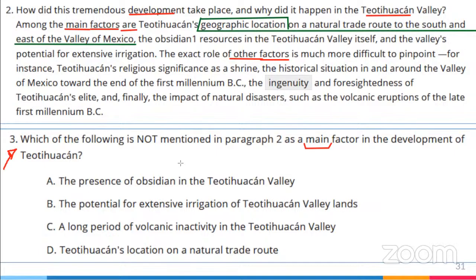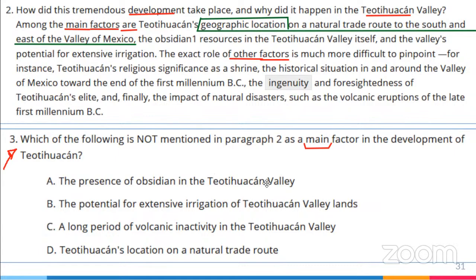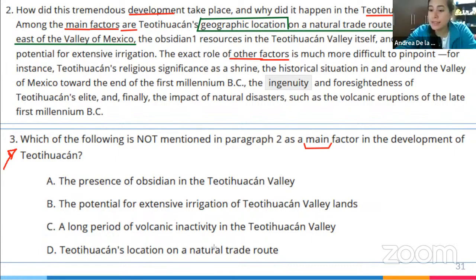Can you repeat, please? I am having problems with my connection. Yeah, sure. The main factor, according to the text, is Teotihuacan's geographic location on a natural trade route to the south and east of the Valley of Mexico. So which option says that? The last one, letter D. Exactly. So option D says Teotihuacan's location on a natural trade route.